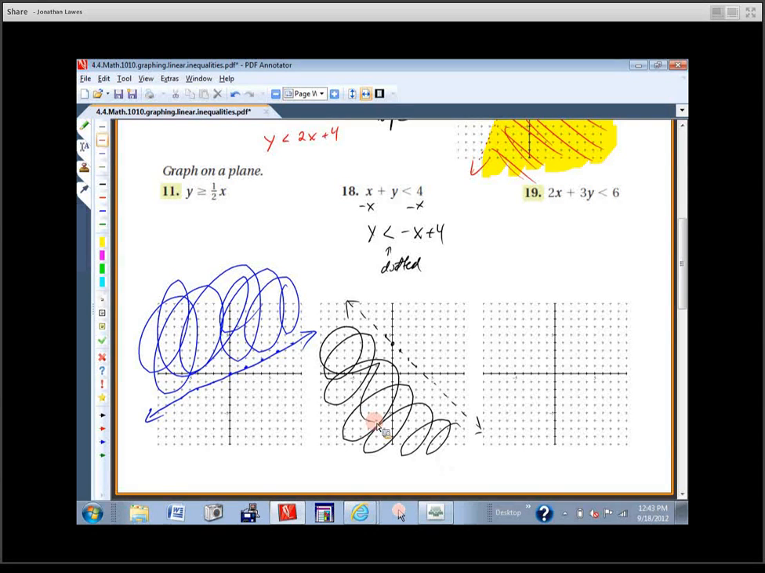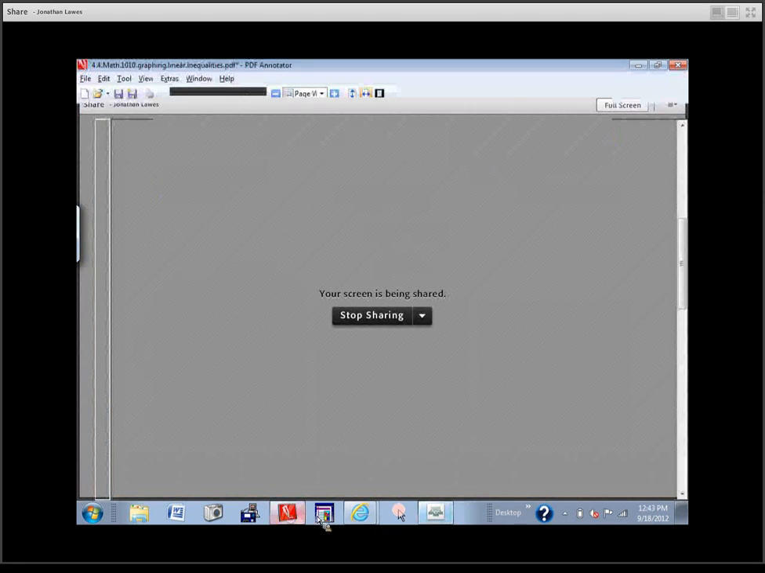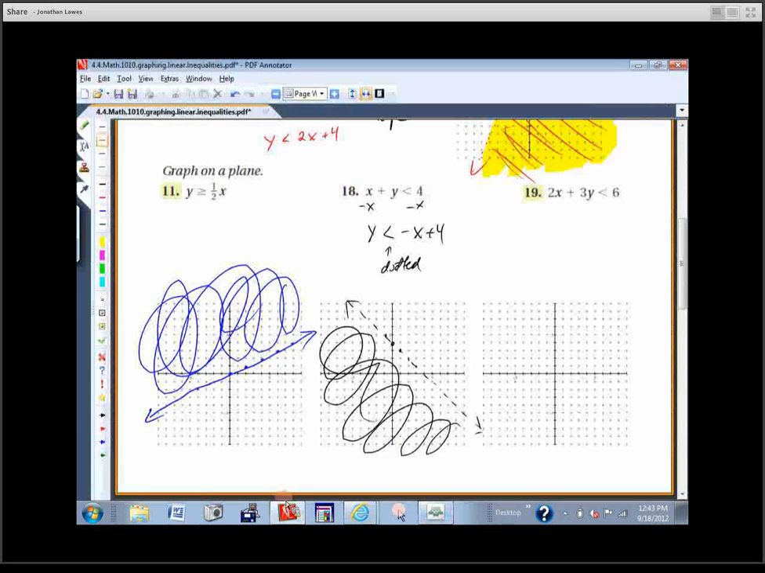Okay, would you do number 19? Check with your neighbor. See if you got the right answer. If you both got the same thing, then you're probably in good shape. Should work out fairly nicely. Again, check with the neighbor once you got it. If you both got the same thing, you're probably right, but double check.